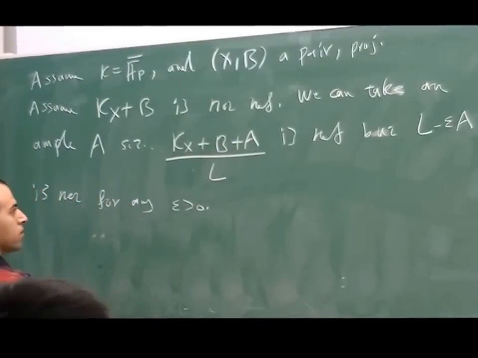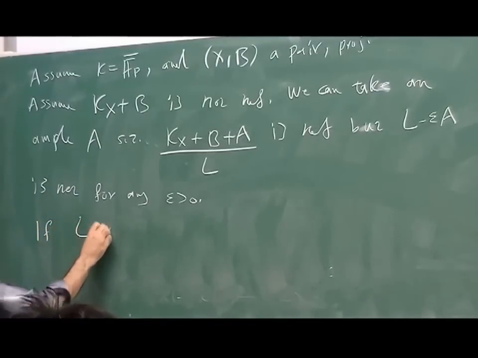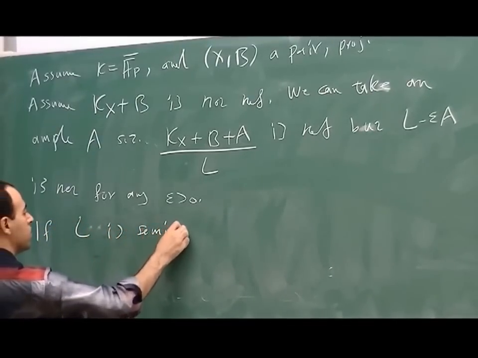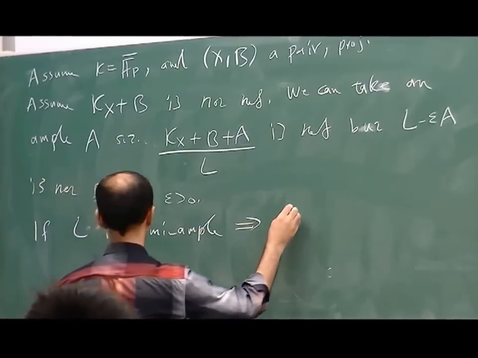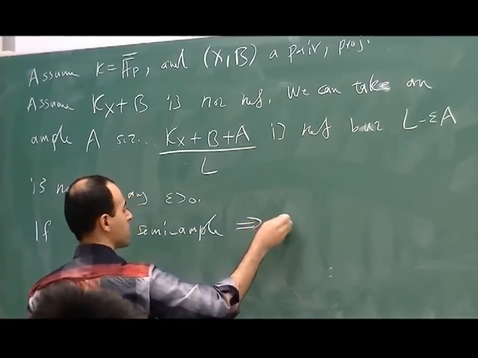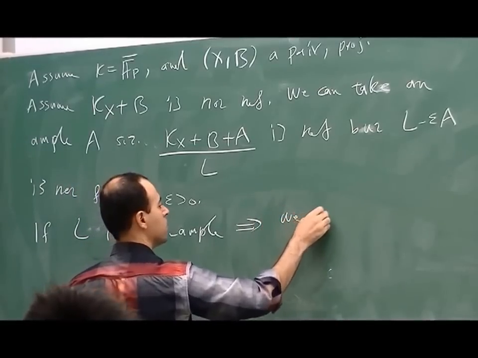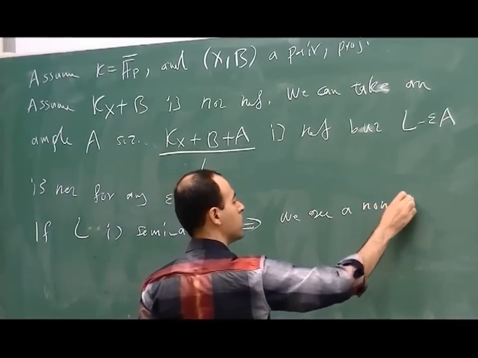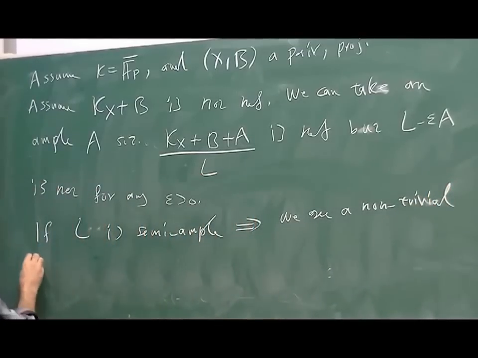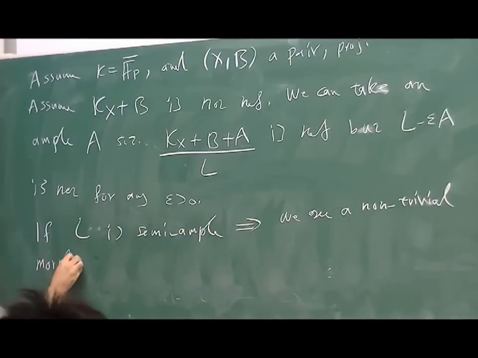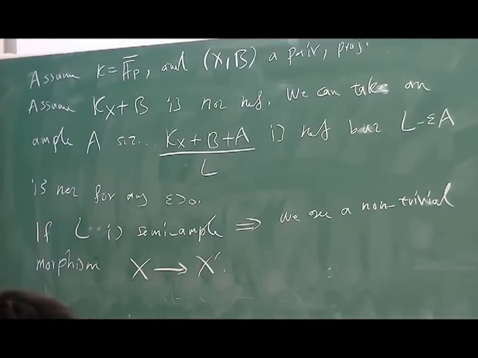And we like such L to be semi-ample. So if L is semi-ample, then by these properties, the semi-ampleness will give you a non-trivial morphism. So we get a non-trivial morphism from X to, let's say, X prime.